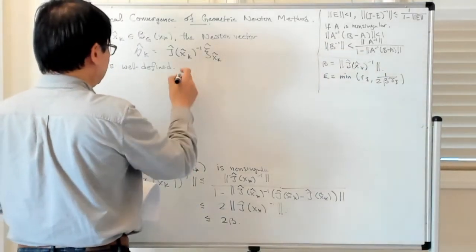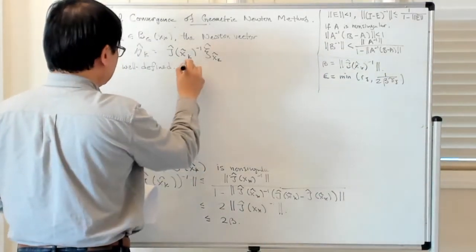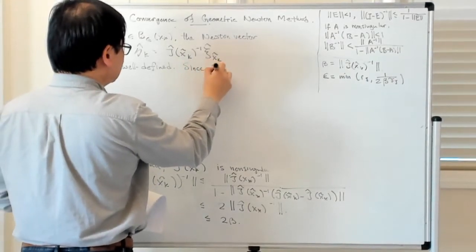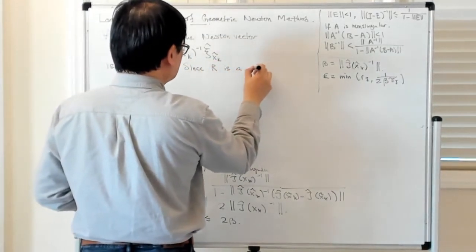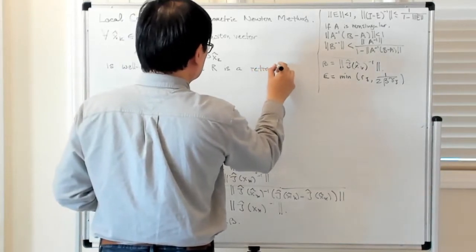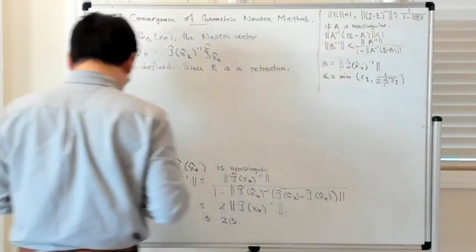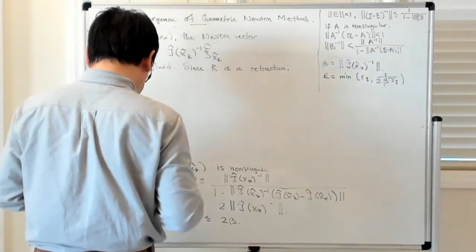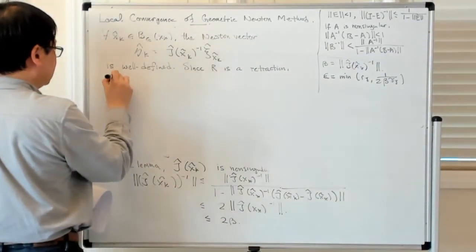All right. So what other things do we use? Since R is a retraction, thus a smooth mapping.